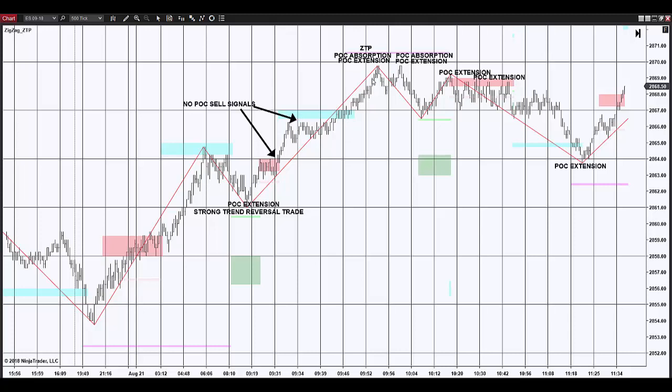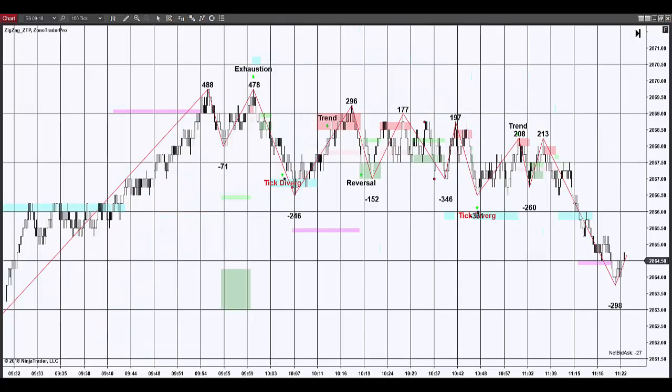When we reached the eventual top here at 69.75, we formed a ZTP order flow sell signal along with the POC absorption and a POC extension sell signal. The combination of those three signals is an extremely strong signal. But the problem is we are in a strong trend trade, and that makes that type of trade a high risk. This is what the 150 tick chart looked like, and it was a much cleaner chart to look at.